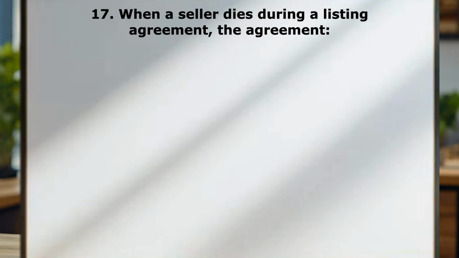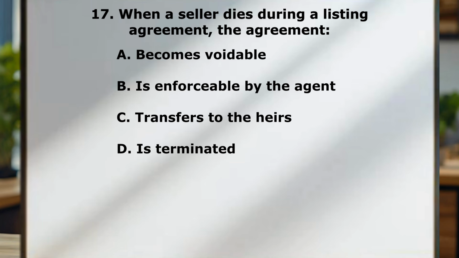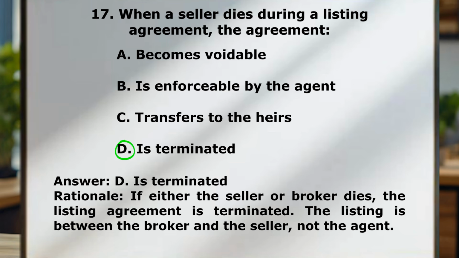Question number 17. When a seller dies during a listing agreement, the agreement A, becomes voidable, B, is enforceable by the agent, C, transfers to the heirs, D, is terminated. Correct answer here is D, is terminated. So if either the seller or broker dies, the listing agreement is kaput. It's gone, terminated. The listing is between the broker and the seller, not the agent.